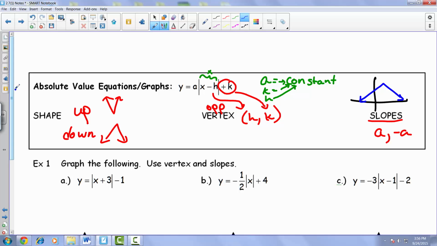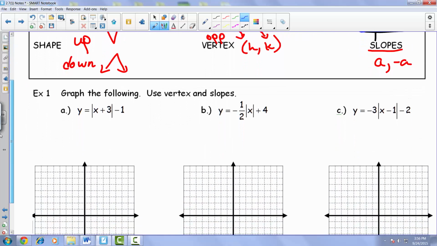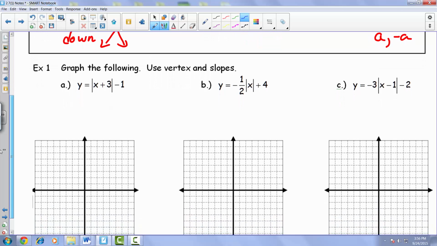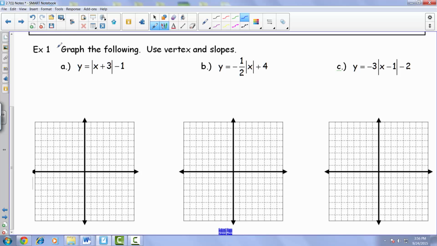So now, using all that information to look at example 1, we are asked to graph the following using the vertex and the slopes. So just looking at the vertex, we are going to go ahead and take the opposite of this value, so we end up with negative 3. That's what controls our x. And then for our y value, we just basically drop down this k value. So we end up with negative 3, negative 1 as that vertex. Notice it's an actual xy coordinate point.